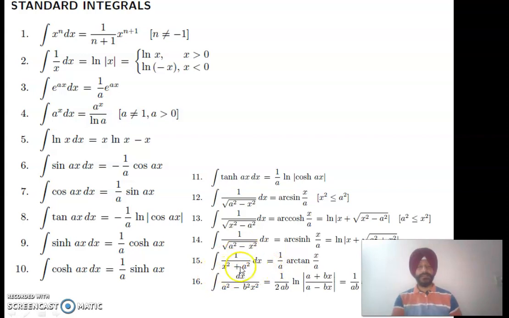The integral of 1 over x square plus a square is equal to 1 over a tan inverse x over a, or arc tan x over a. Similarly, we have the integral of 1 over a square minus b square x square dx is equal to 1 over 2ab log of a plus bx over a minus bx.